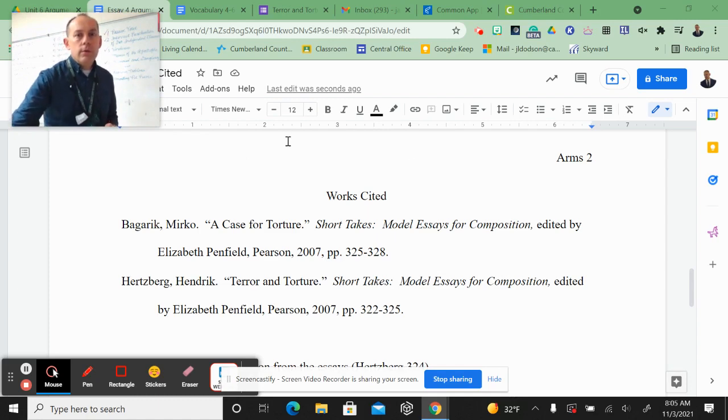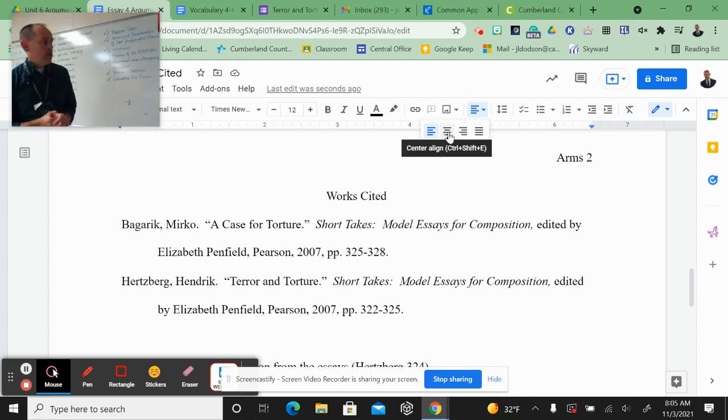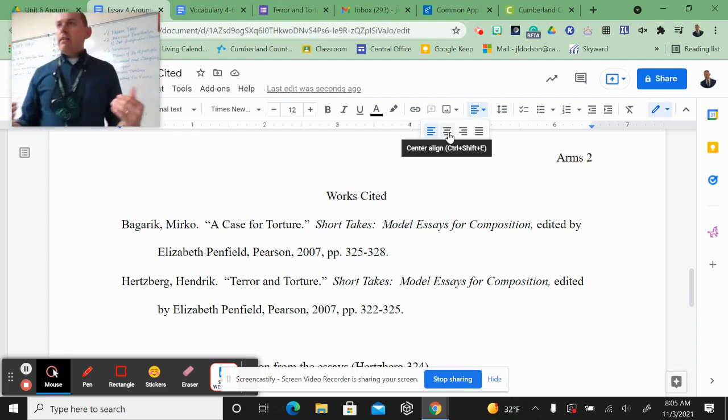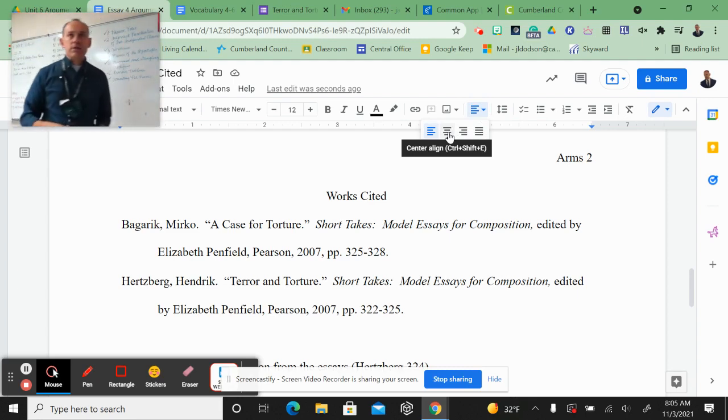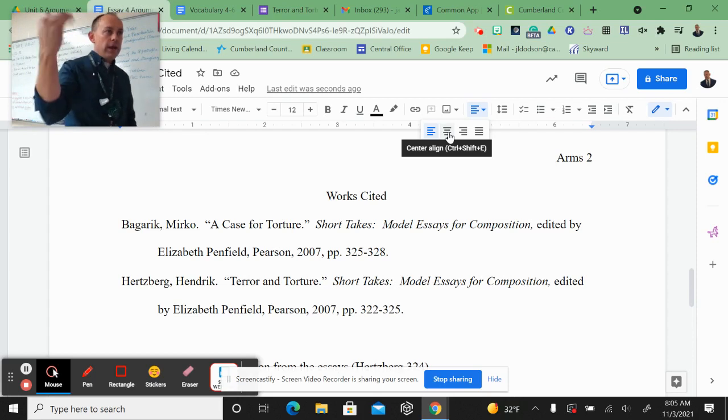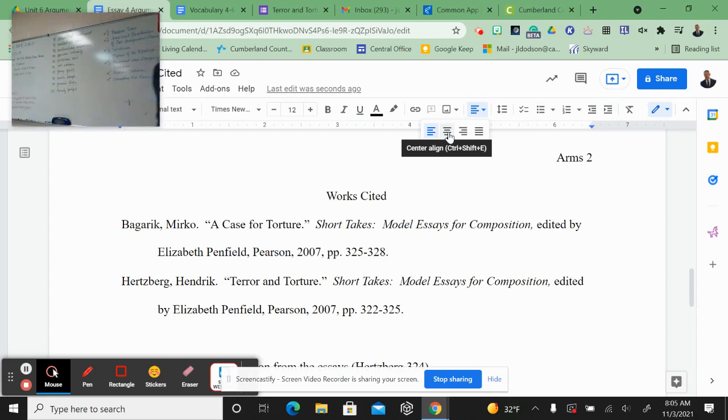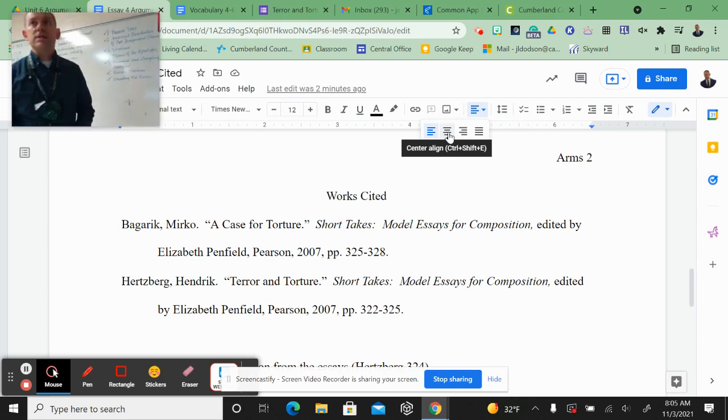The center right here where it says align, and then choose the one that says center. Okay, so the very last page of your essay for essay 4 is going to be a works cited. So center on that next page, works plural, because there's going to be 2 works that you're going to cite. Cited spelled with a C. So center that at the top, works cited.